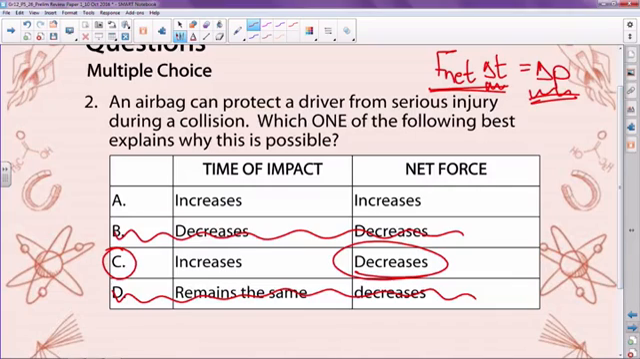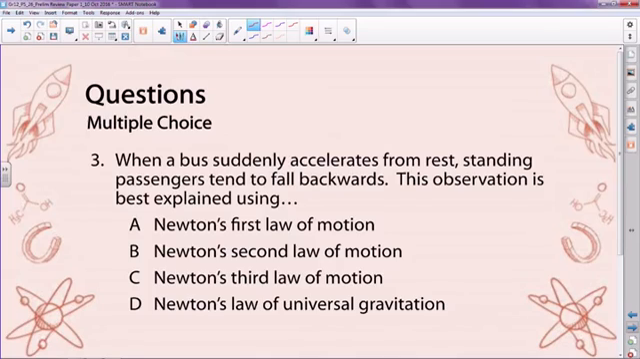Okay, next one. Here we go. Ooh, now we're going to a Newton's laws question, and you have a minute, and your minute starts now.